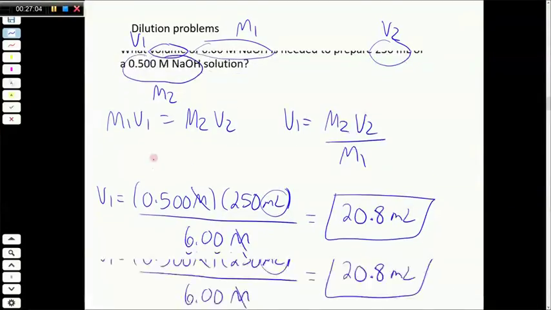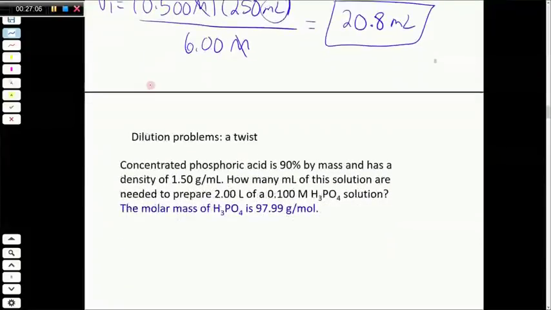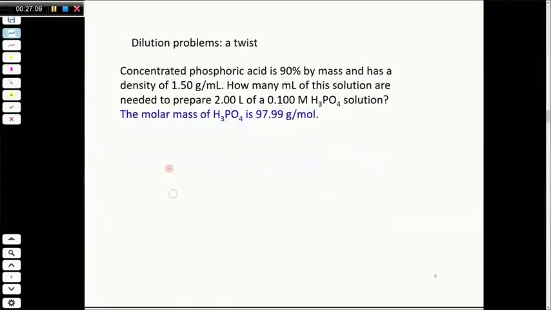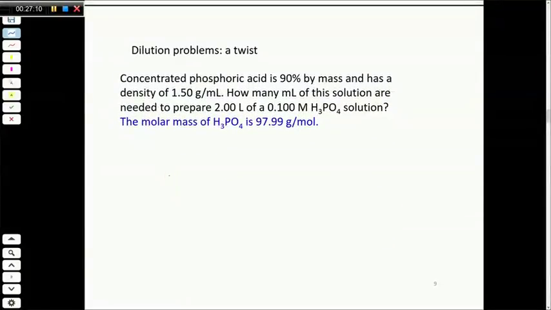Alright, so the next one is just a little bit more complicated. Same type of problem, but what we have here is concentrated phosphoric acid in this case, which is 90% by mass. So concentrated phosphoric acid has that concentration, but it's a mass percent that we're giving you here, and the density is 1.5 grams per milliliter. And we want to know how many milliliters of this solution are needed to prepare 2 liters of a 0.1 molar solution.